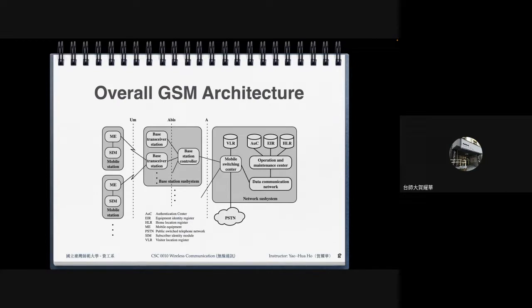Now for the second generation or third generation, they build on top of the general structure of GSM. So in the GSM structure, on the left side, you will have a mobile station. In the middle, you will have a base station subsystem. And at the right side, you will have a network subsystem, which allows you to connect to a public telephone switching network.